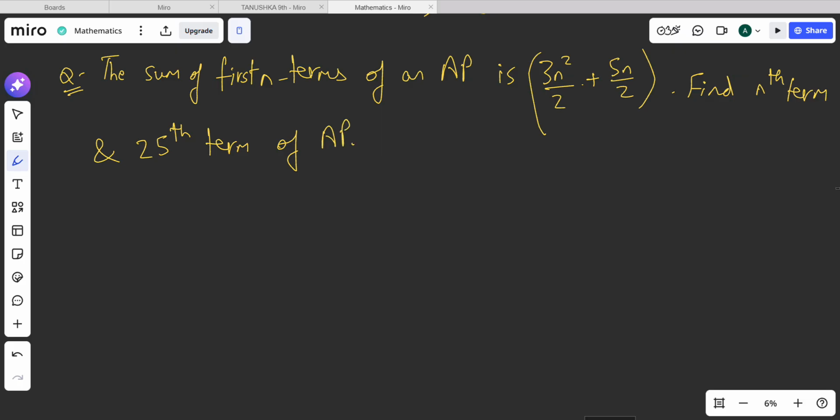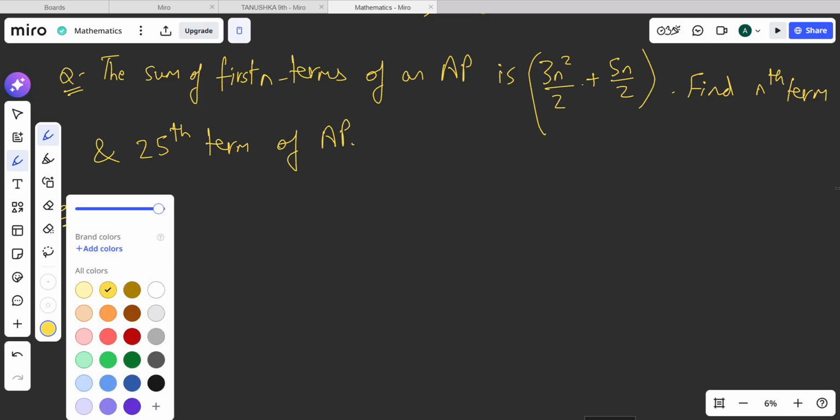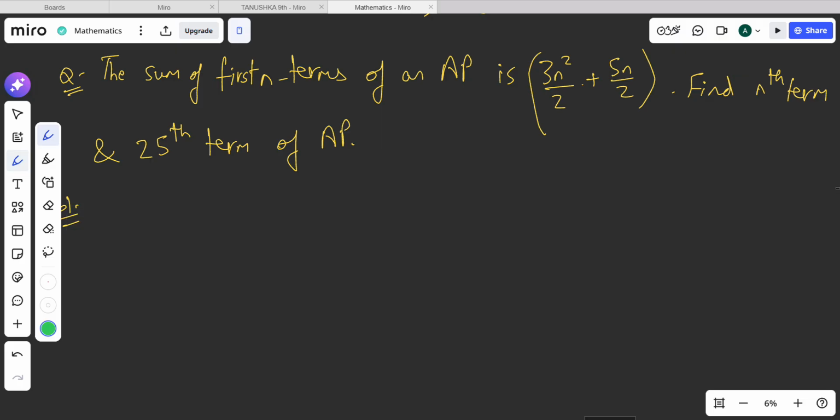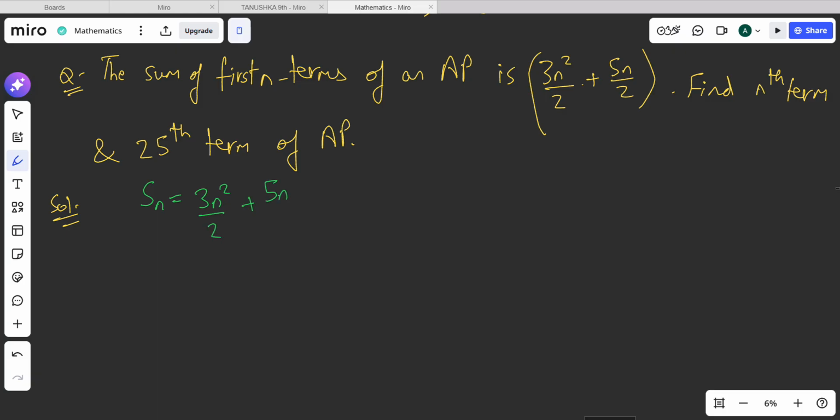So as I already told, we'll put n equals 1 and n equals 2. The very first thing that we're going to do, first of all, what am I being provided with? The given data. I have been given the value of Sn. So let me use this Sn first, Sn equals 3n square by 2 plus 5n upon 2.